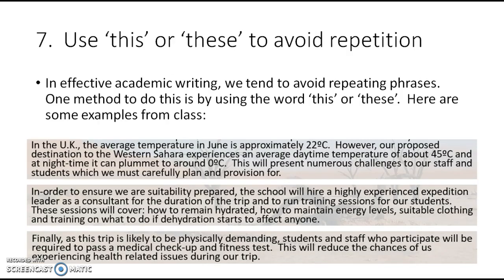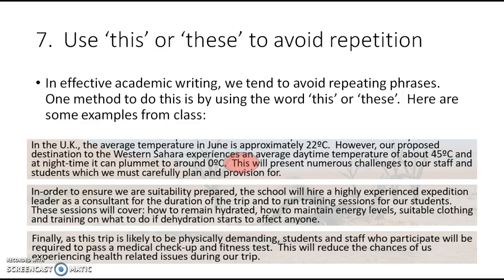Finally, we can use the words this or these to avoid repetition. In academic writing, we don't want to repeat large strings of text again and again. What we can do is say this or these to refer to the idea of the previous sentence. In the paragraphs you looked at in class, you'll see that the example paragraph I gave you did this.